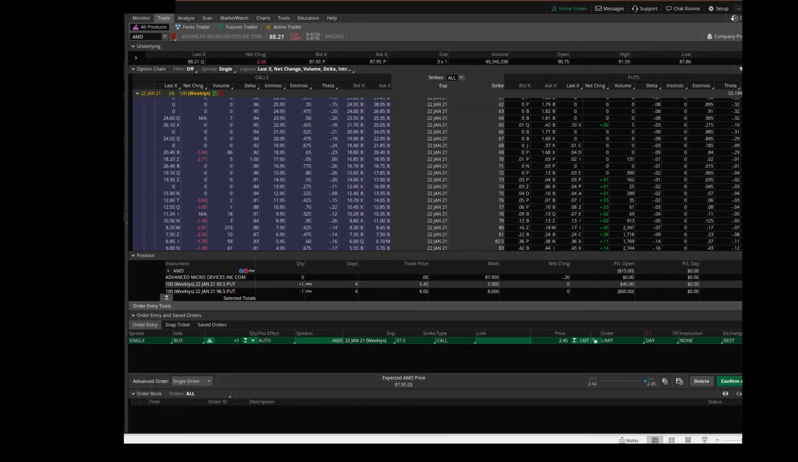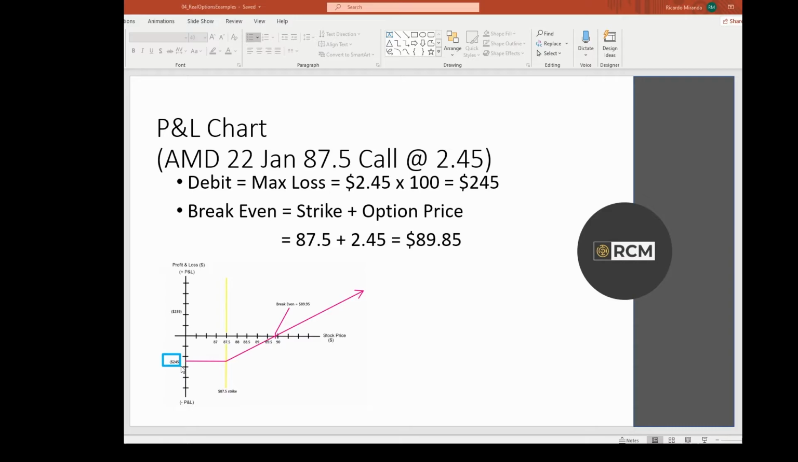Now, we're looking at the 87.5 strike at 245. Let's go ahead and draw the profile for this specific long call option so I can go over how to calculate the break-even price. The 245 represents the debit paid at the time you open the option. We're purchasing the 87.5 strike, so we know that this is the inflection point for the graph. So when we draw the graph, we draw the horizontal line with the prices. Here's the 87.5 strike. We know that that is the inflection point for the long call.